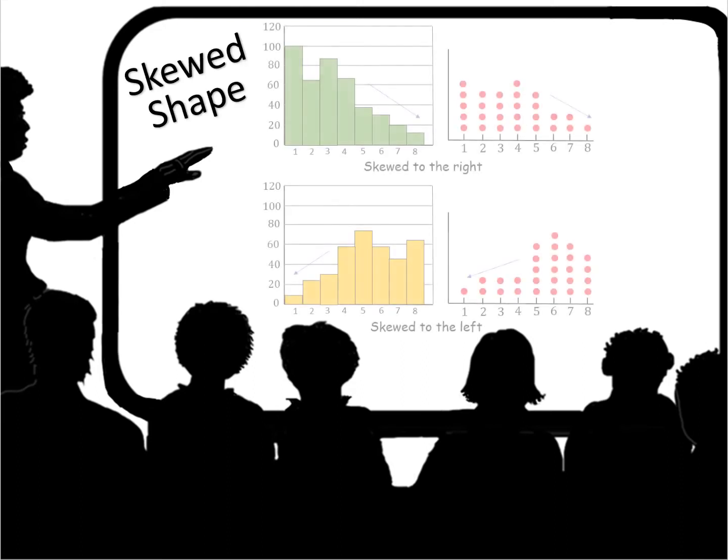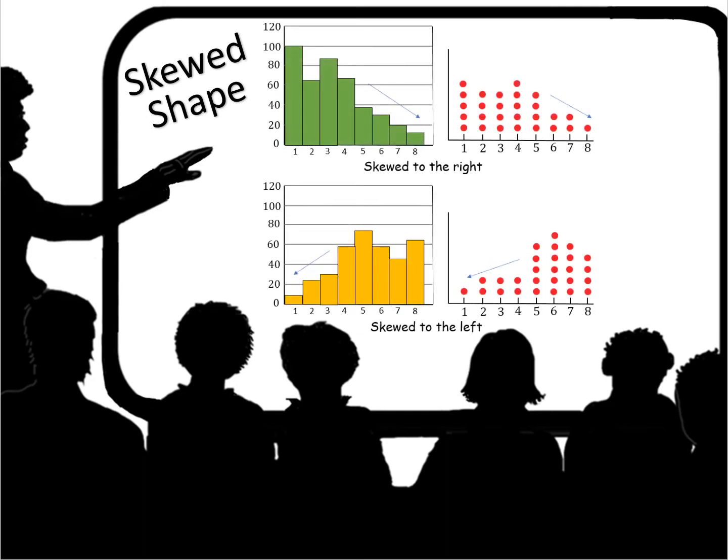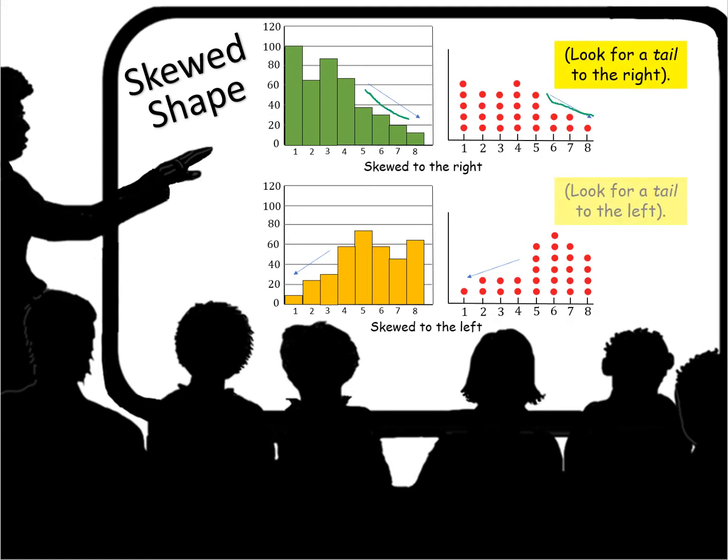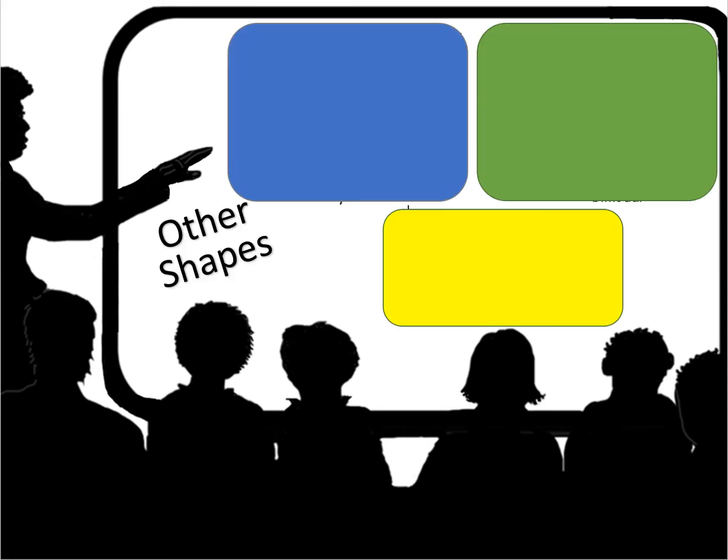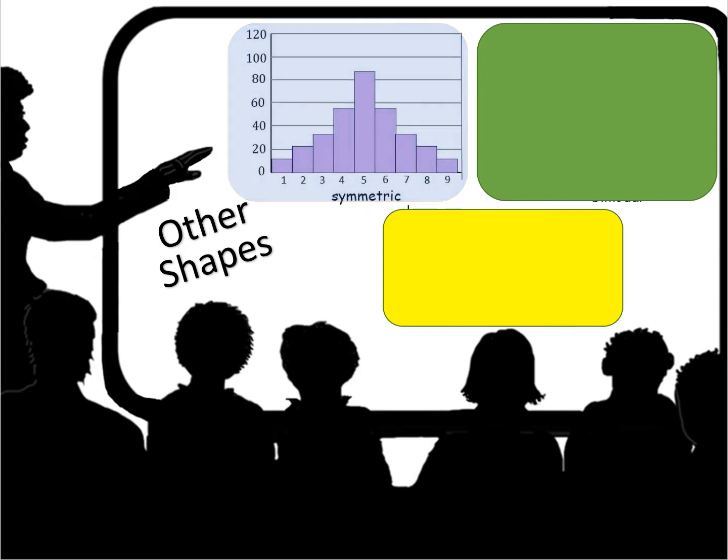So a skewed shape. If it's skewed to the right, you're going to see what looks like a tail going down to the right. See how you see like a tail? So you're looking for a tail to the right. If it's skewed to the left, you're going to look for that tail going down toward the left, where those values are getting smaller and smaller. Okay, other shapes that you might encounter.